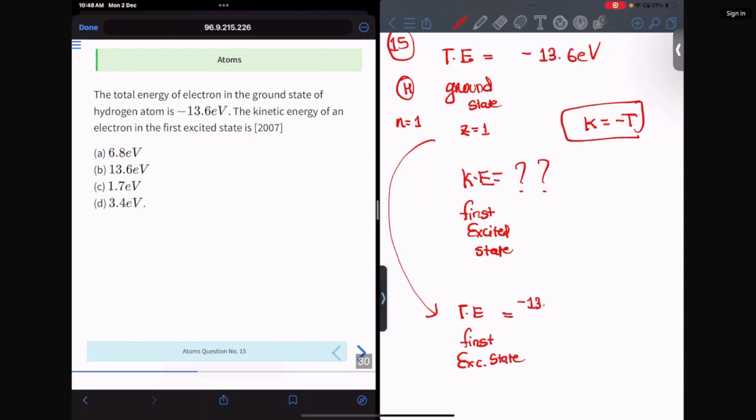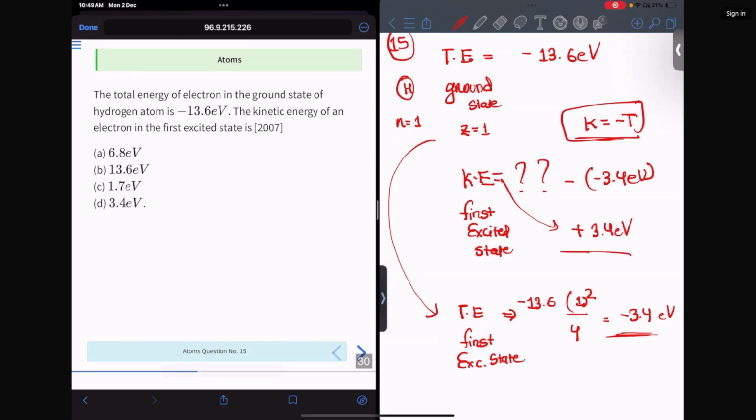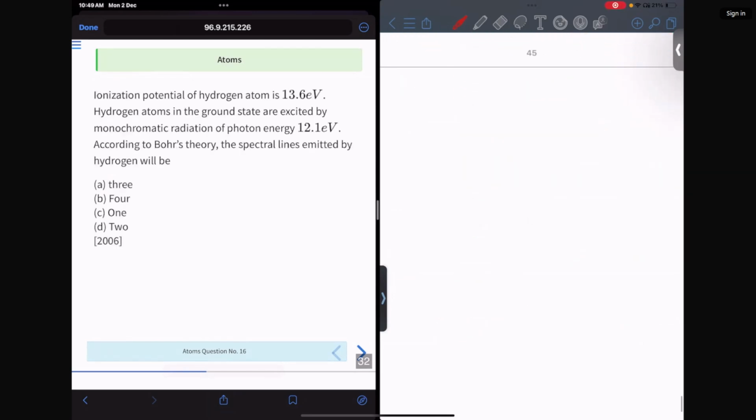Minus 13.6 into Z square is 1 upon N square. I'm not writing the formula again because I have told you very nicely before itself. So minus 13.6 upon 4 will be equal to minus 3.4 electron volt. So since you know kinetic energy is negative of total energy, my kinetic energy here will be equal to negative of total energy in the first excited state, negative of minus 3.4 electron volt. So it will be equal to plus 3.4 electron volt. Option number D. Okay. So with this, I'll move to question number 16.